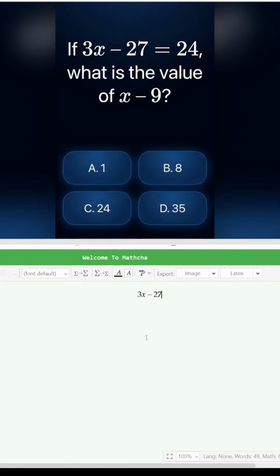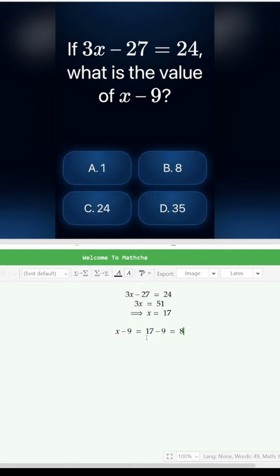3x minus 27 is equal to 24. Then 3x should be equal to 51, which gives us x is equal to 17. But we are told to find x minus 9. So x minus 9 is equal to 17 minus 9, that will be 8.